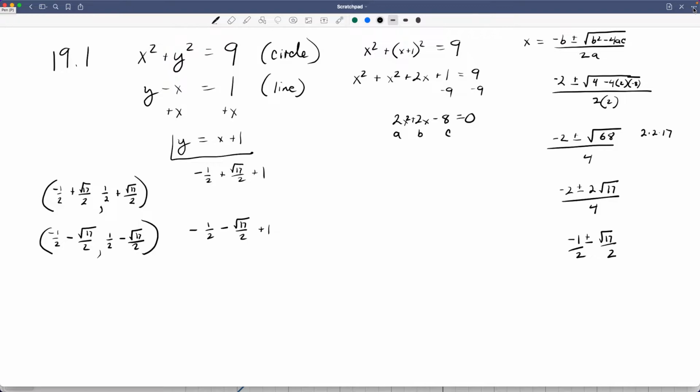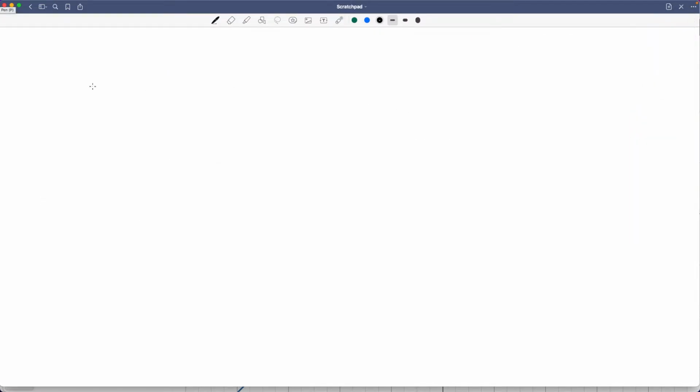There we go. All right, so let's do 19.2 along the same lines, only this time we have our same circle, which was x squared plus y squared equals 9. That's our circle. But now we're going to have a hyperbola with that. Hold on, let me turn the page. And it is going to be 2x squared minus y squared equals negative 6. And that's the hyperbola. All right, and it's a hyperbola because we have a number here and we have a negative sign here.